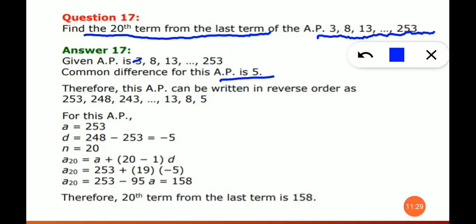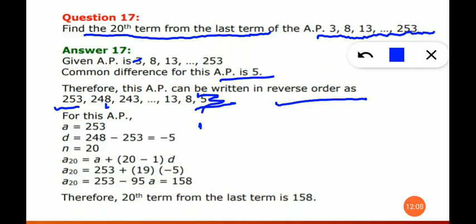Since we have to find from the last, we will reverse the order of the AP, and we will take 253 as the first term and 3 as the last term. So this AP becomes 253, 248, 243. You need not write like this also. Just say take the AP in reverse order, 253, dot dot dot, and in the last you will write 3. Sorry, by mistake it is written here as 5. It should be 3. The last term will be 3.